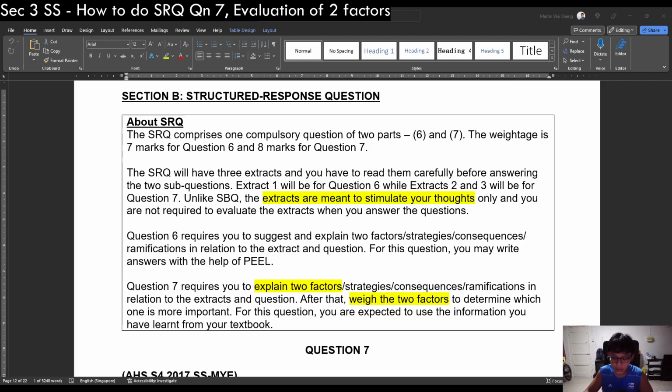Alright, good morning everybody. Welcome back to today's lesson in which we will be covering the second type of structured response question. In other words, your structured response question B.